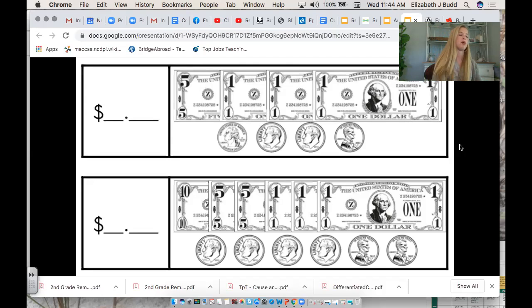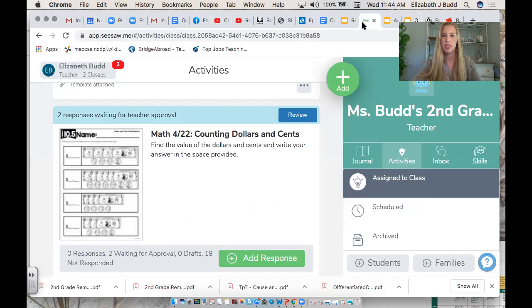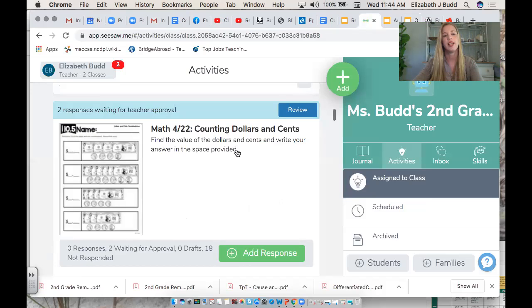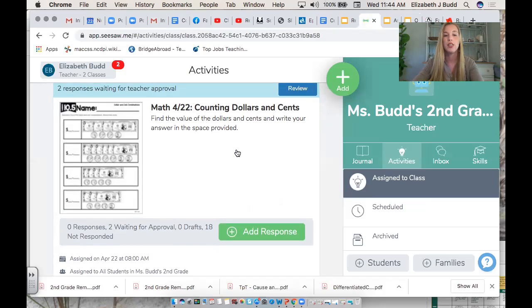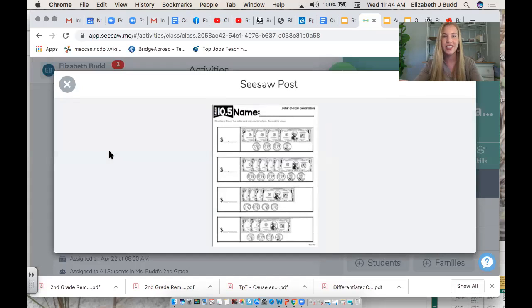All right, we're going to stop right there, and I'm going to show you your Seesaw assignment for the day. In Seesaw, you have an assignment that looks like this. It's called Math 422, Counting Dollars and Cents. It is exactly what we just did together, but you're just getting a couple extra practice problems. So take your time. Please make sure to count those coins correctly. Make sure you're identifying the coins correctly, and do your best work.